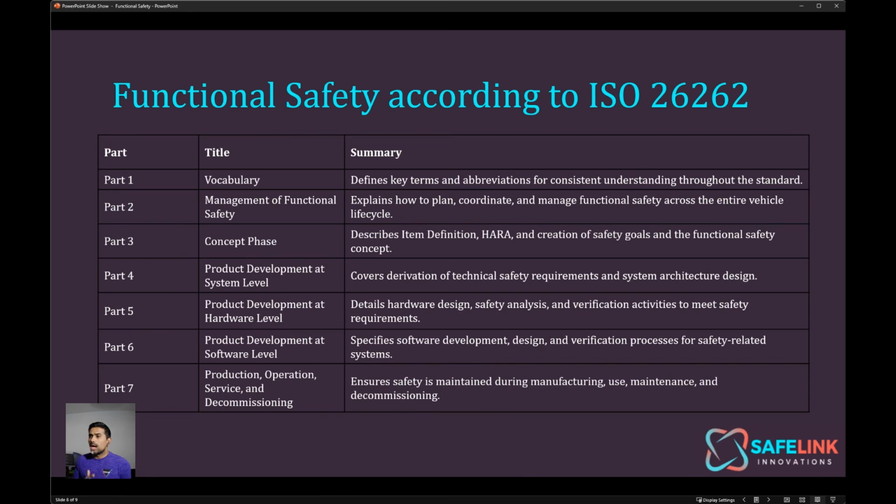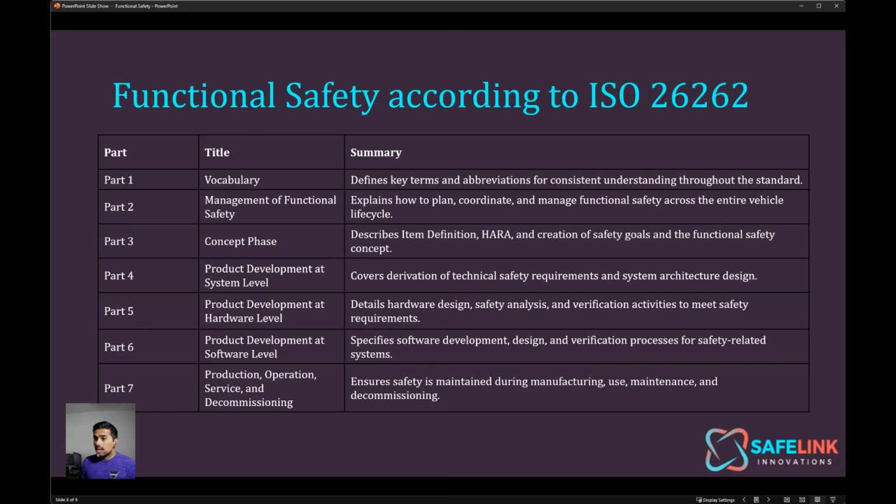Part 5 talks about hardware development. And by hardware, here it refers to microcontrollers, EE components like motors, actuators, solenoids, valves, etc. How can hardware safety be ensured? Hardware safety includes things like hardware design, hardware safety analysis like FMEA, FMEDA, maybe dependent failure analysis, and also calculation of hardware metrics, PMHF, SPFM, LFM, which we'll talk about later on.